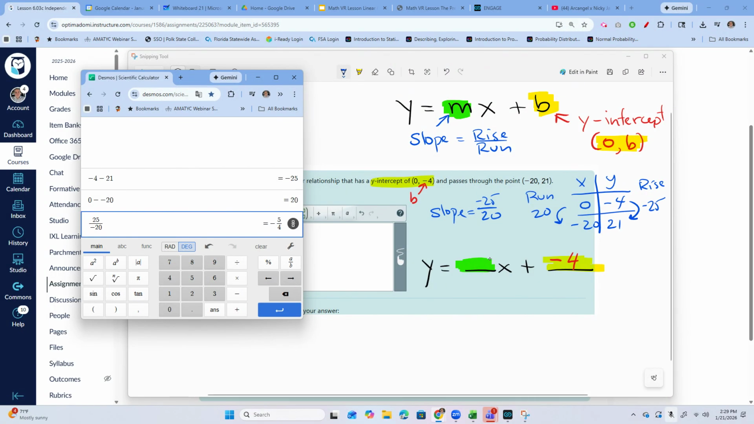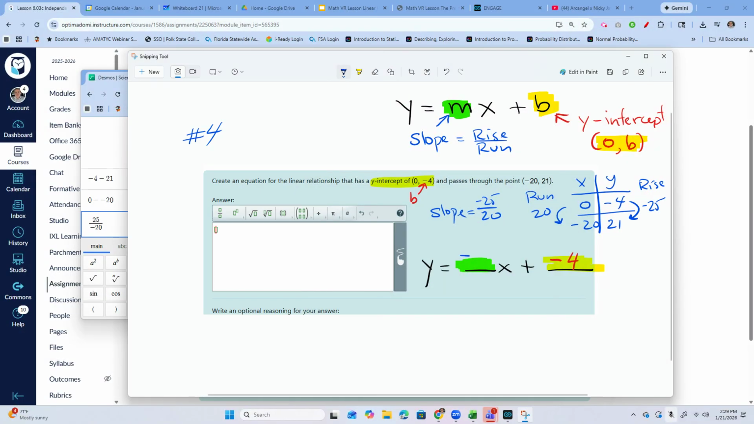You can see I got -5 over 4. That's what I put right here. And I found the equation of the line of problem number 4. Let's go to the next one.